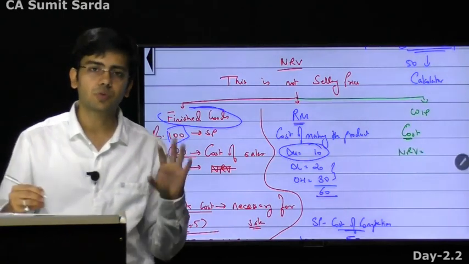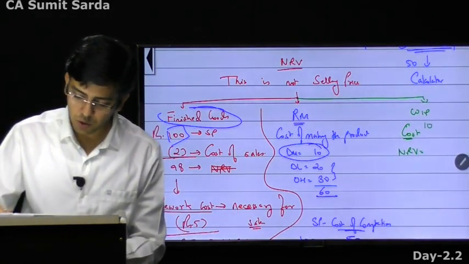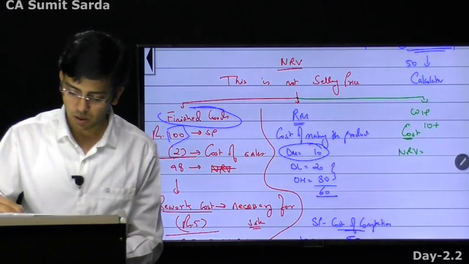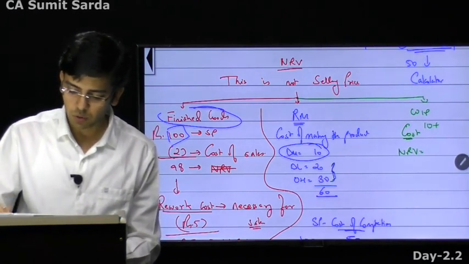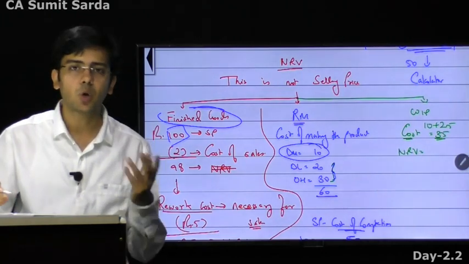Now suppose 50% of the chip is ready. So the cost that we have incurred is 10 rupees of raw material. And 50% is ready, that means out of this 50, 25 rupees has been incurred. So 35 is at which we can see the WIP right now.